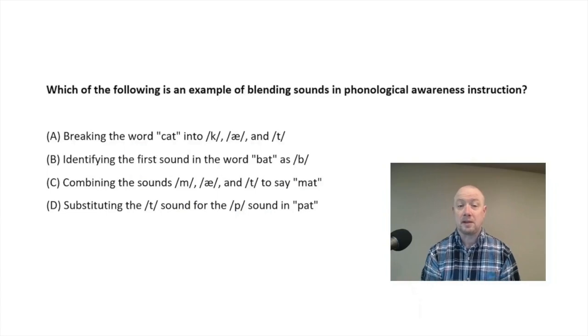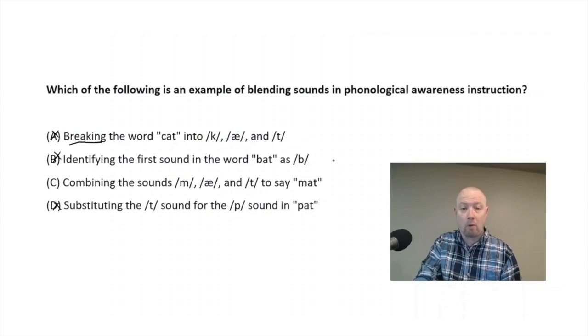Which of the following is an example of blending sounds in phonological awareness instruction? All right, so let's look at our choices here. Now I see in choice A, we have breaking the word up into sounds. Well, that is the concept of segmenting, so choice A is eliminated. Choices B and D, while they're helpful in phonological awareness, they are not blending. So identifying the first sound is going to be eliminated, and substituting a sound is going to be eliminated.